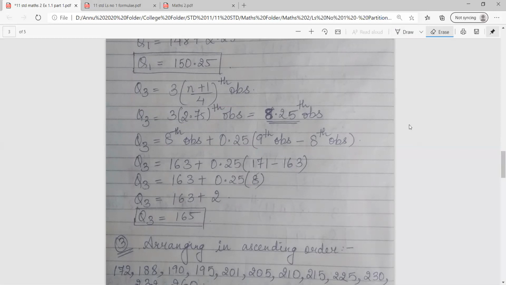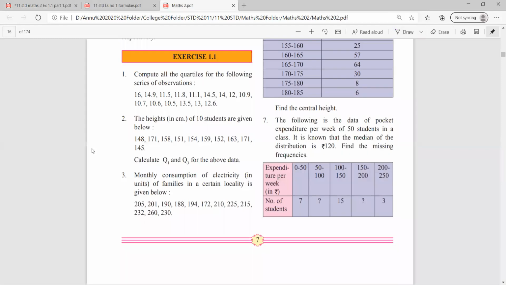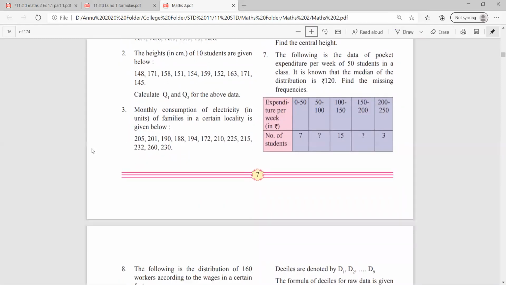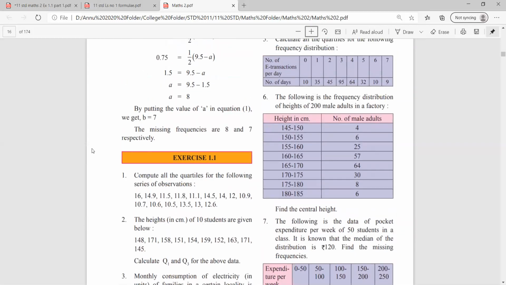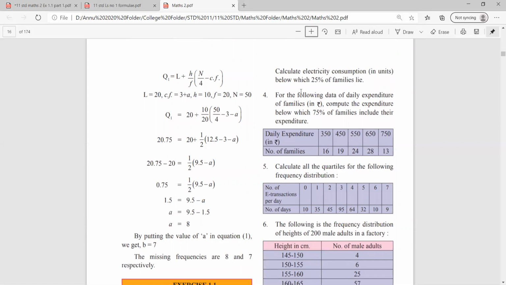And this sum appears when n is even. So when you get even numbers, you can get such decimals over here. Okay, coming to sum number 3. Monthly consumption of electricity is given. Again, this is raw data, and they have told you to calculate the electricity consumption below which 25% of families lie. So they are talking about below 25%, which means they are telling you to find out Q1.